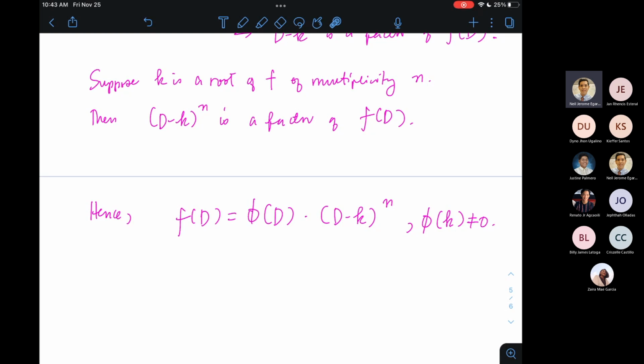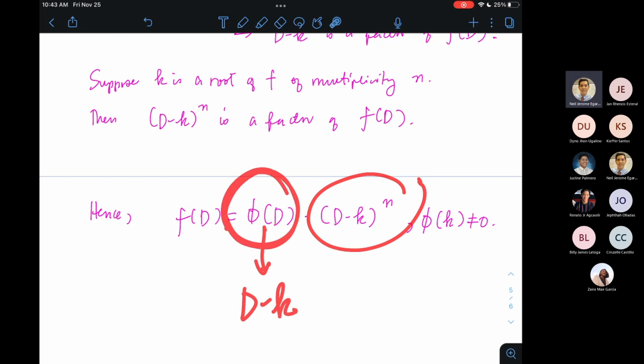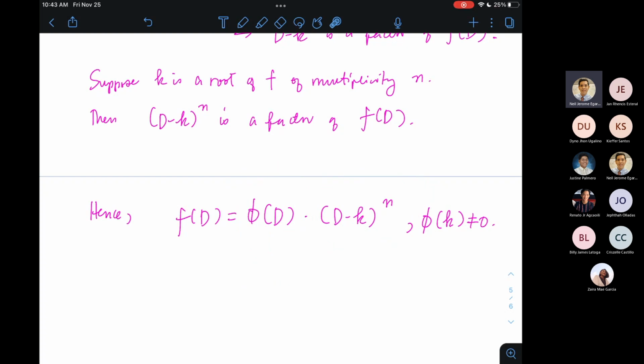But we know one thing about phi of d. Phi of d will not become 0 when I replace d by k. Kasi si k, root lang siya of multiplicity n. Lahat na ng d minus k, nilagay ko na dun sa factor na to. So ibig sabihin, wala na dapat ditong d minus k. Kasi kapag may d minus k pa rito sa factored form ni phi, ibig sabihin, magiging multiplicity n plus 1 na root si k. So essentially, I have factored out all possible d minus k's out of phi.